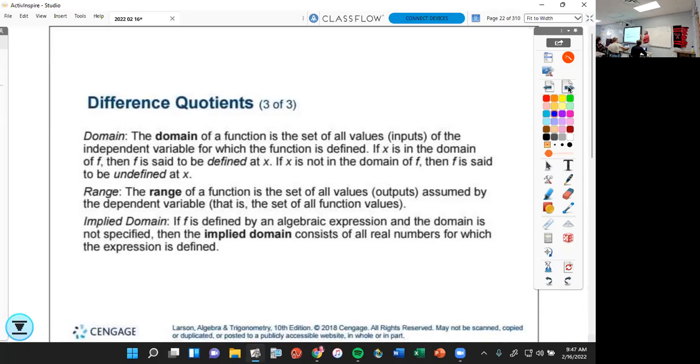The example I did of the piecewise function a while ago, where I defined g of x and asked, what is g of 0? I said g of 0 was undefined, because 0 was not part of the domain. And that's what it's talking about right here. The range of a function is the set of all output values. The implied domain, we've talked about this already as well. If f is defined by an algebraic expression and the domain is not specified, then the implied domain consists of all real numbers for which the expression is defined.